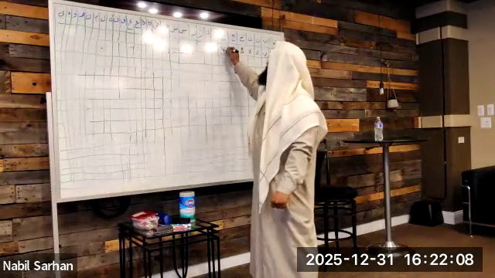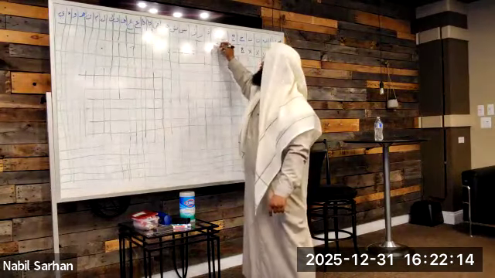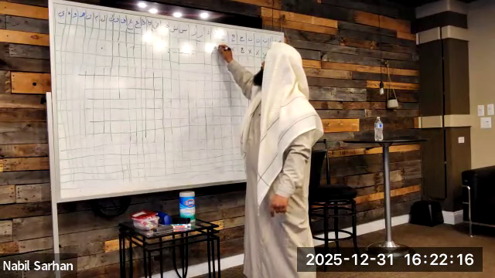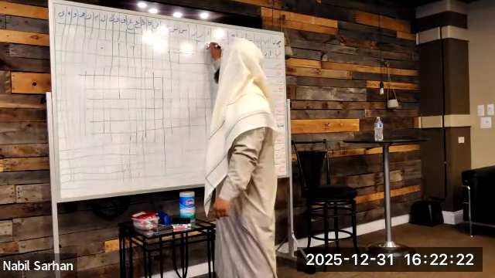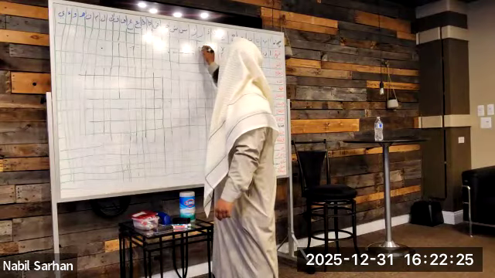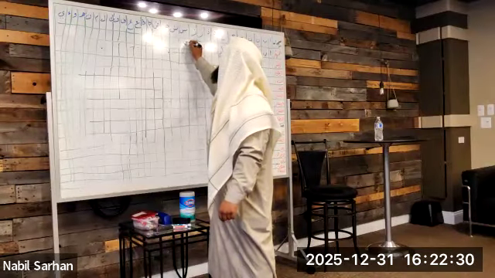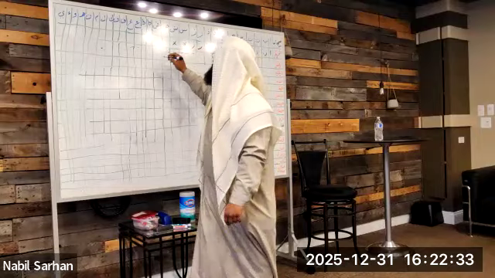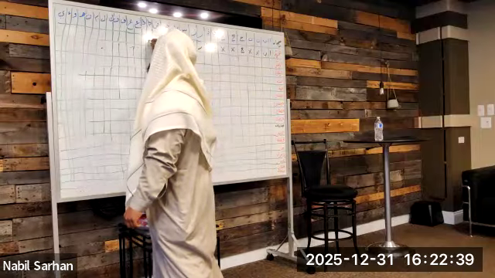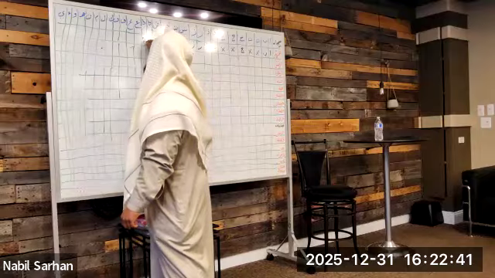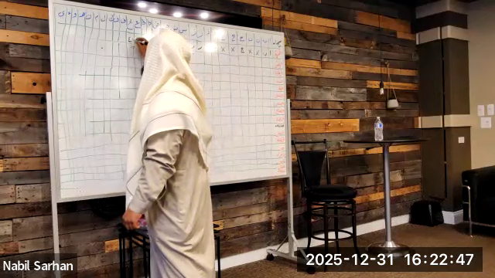What about Dal? Yep. You have it written down? Dal is yes. What about Zal? Yep. What about Ra? Yep. What about Za? Yep. What about Sin? Nope. What about Sheen? Nope. What about Sad? Nope. Dad? Yep. What about Ta? Yep. Za? Yep. Ain? Yep. Ghain? Fa? Yep.